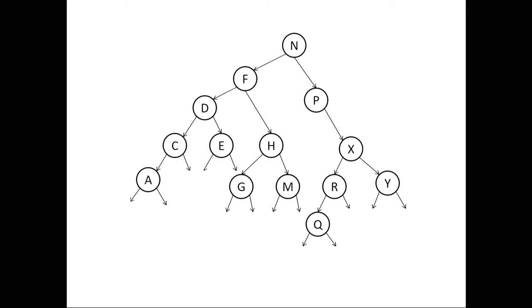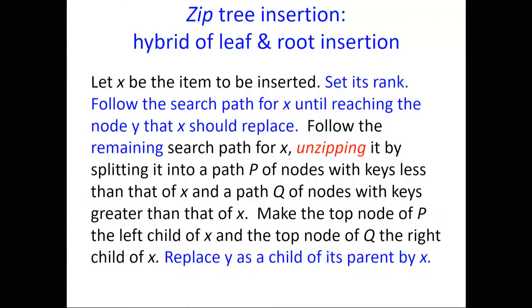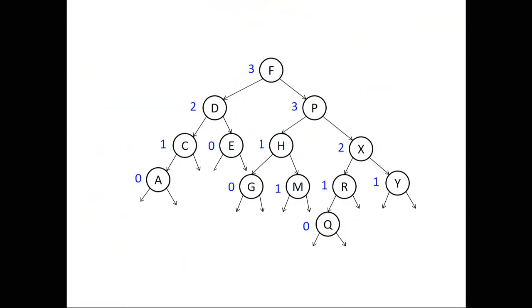Now, what we want to do is insert an item at a given rank, which could be small, it could be large. This is going to be a hybrid of leaf and root insertion. So we walk down to the correct level to insert the new node. We unzip the remaining path, reattach the two resulting paths, and then we're done. Here's a description in words. A picture illustrates this point better.